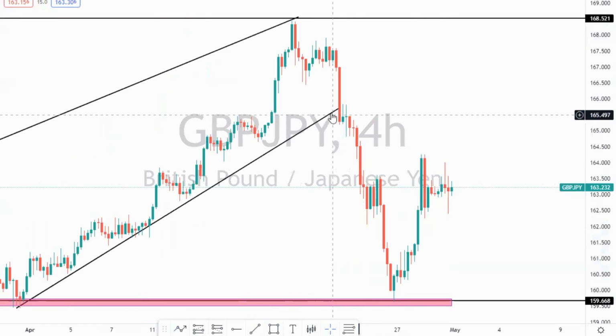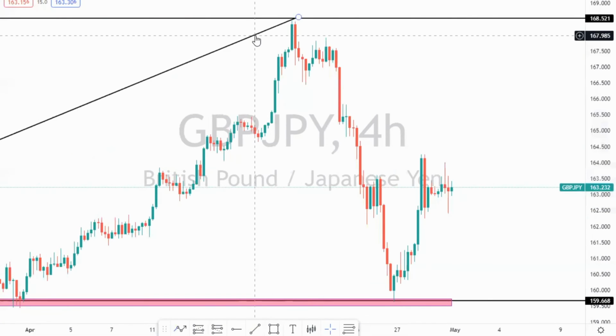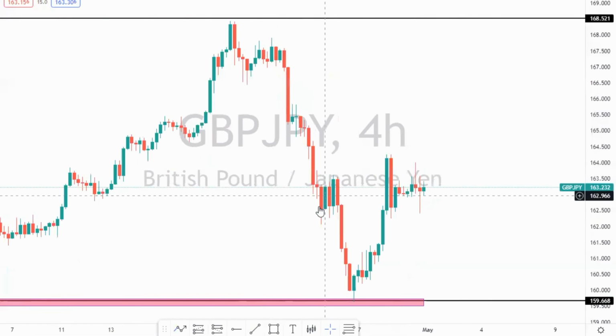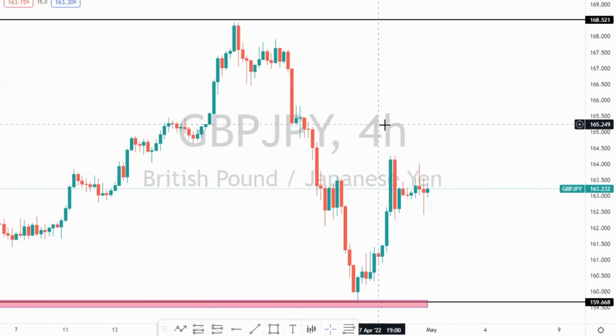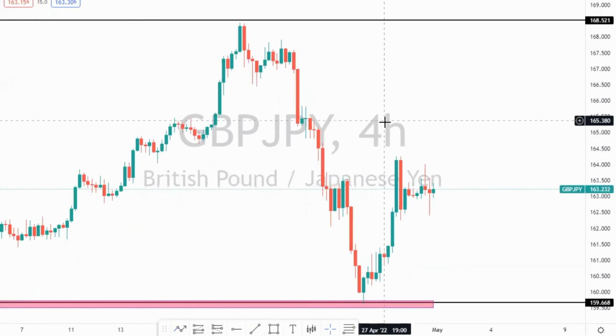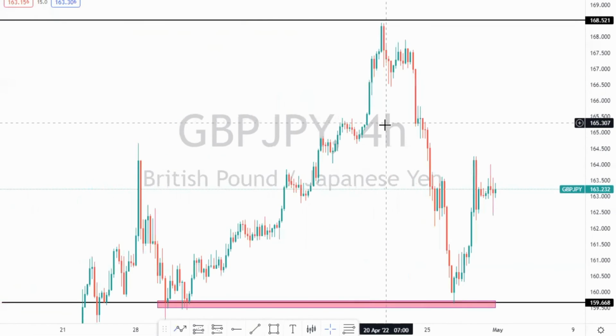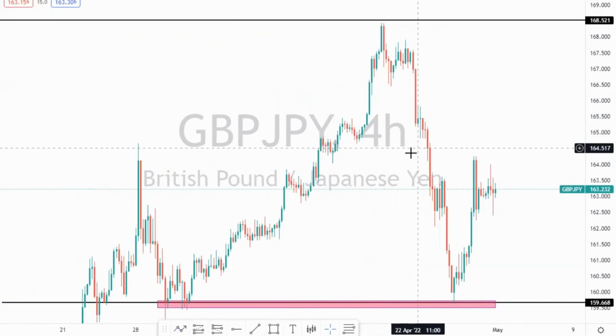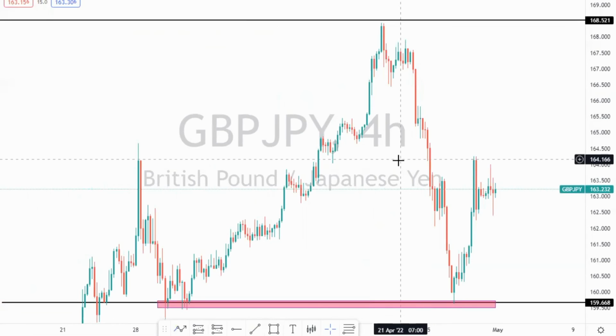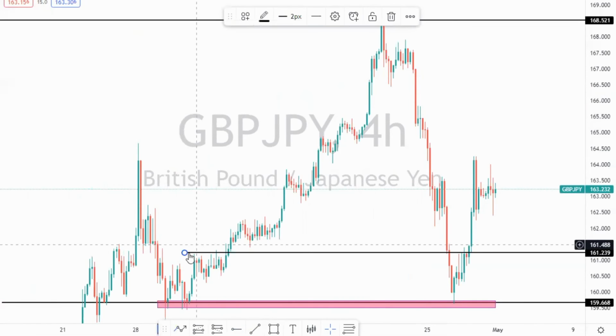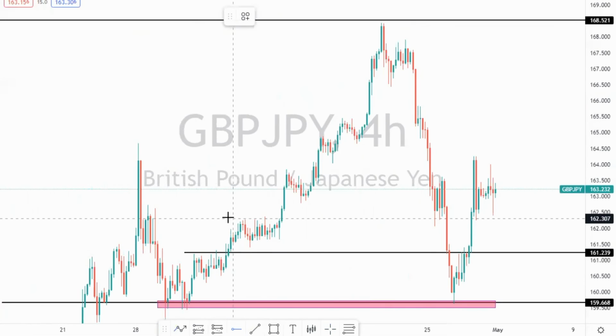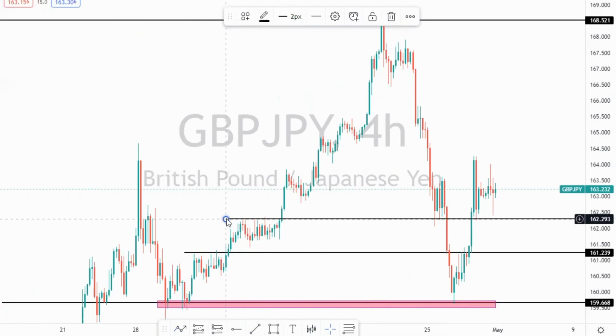So let's delete the previous analysis because it has already passed. Beautiful. So with that being said, let's go down to the 1 hour time frame. But before we go down to the 1 hour time frame, let's identify our take profit levels or where the market recently rejected. So we could see that we also have a level here. We also have a level here.